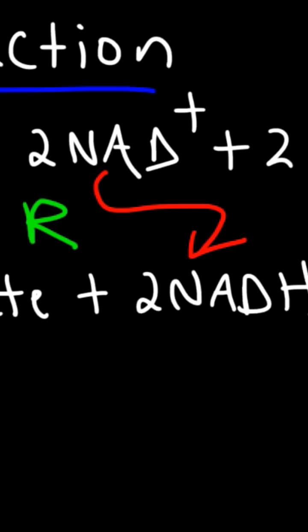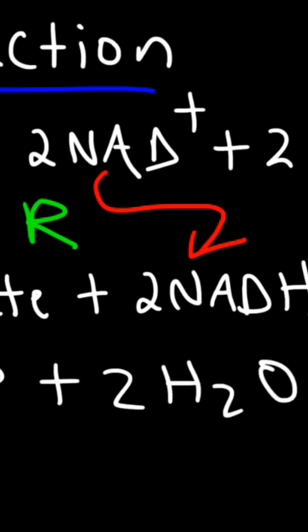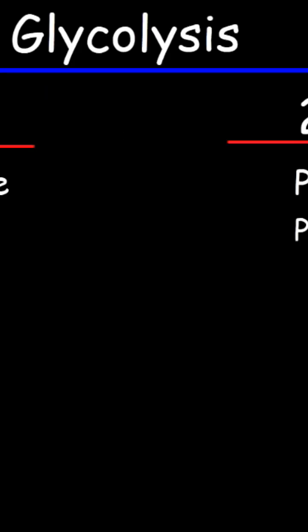Now, in addition to forming the 2 NADH molecules, 2 hydrogen ions will form and 2 units of ATP will be produced. So we're converting ADP to ATP by the addition of a phosphate unit. And then we'll also get 2 water molecules. So that's the net reaction of glycolysis.